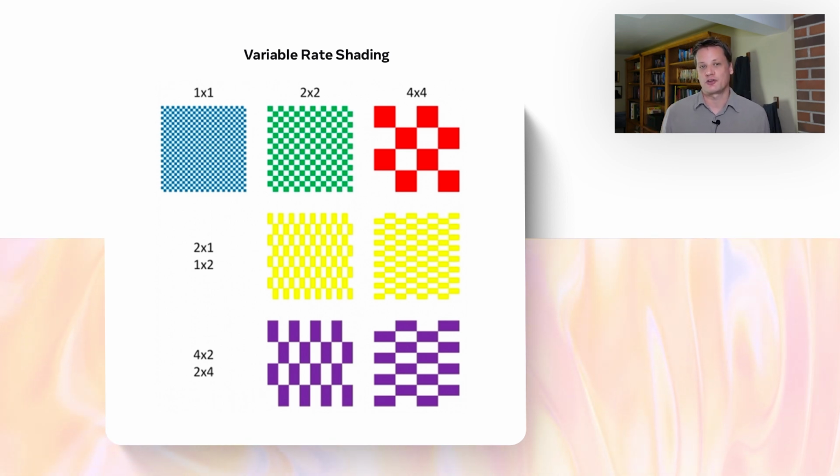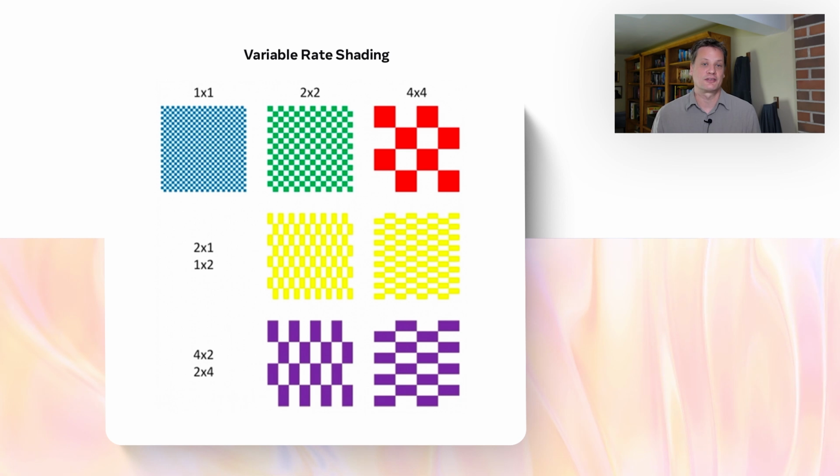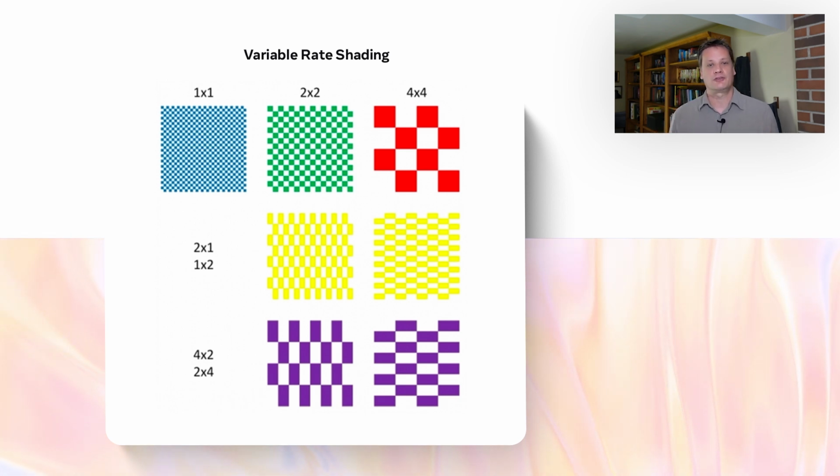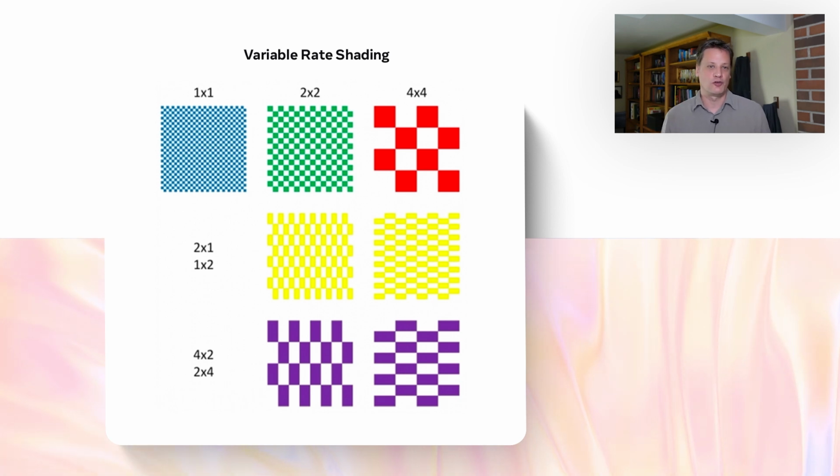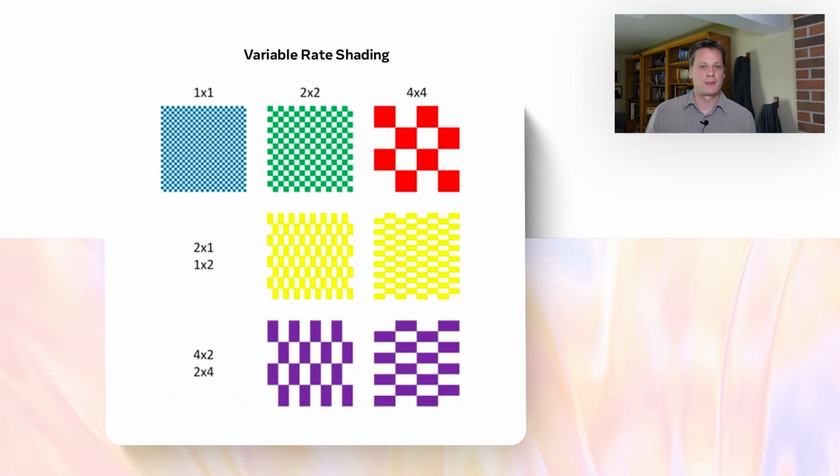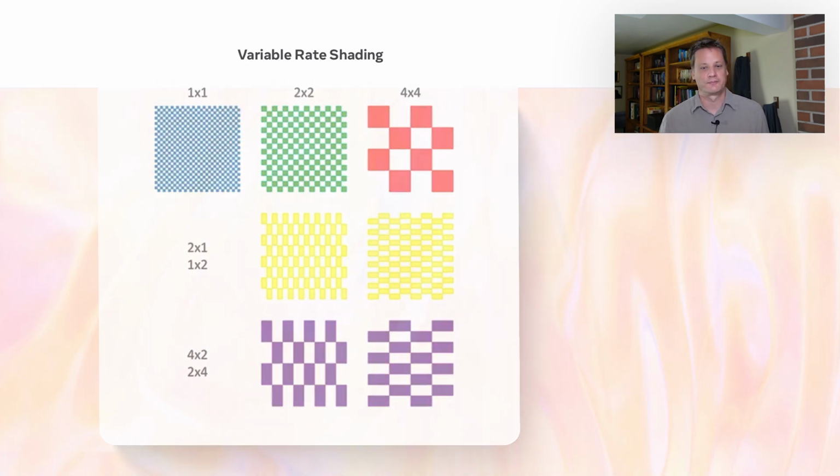The 2x2 tile is a quarter rate tile, so each group of 2x2 pixels, or 4 pixels, is shaded by the same shader instance. Where a single pixel shader instance would normally cover 1 pixel, now it's covering 4. The 4x4 is, you guessed it, a group of 16 pixels that all get that same shader operation. And you can also specify different rates in horizontal and vertical axes. So you could have 1x2, or 2x1, or 4x2, or 2x4, etc.